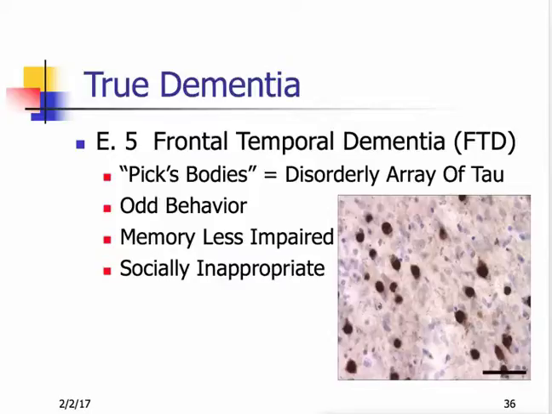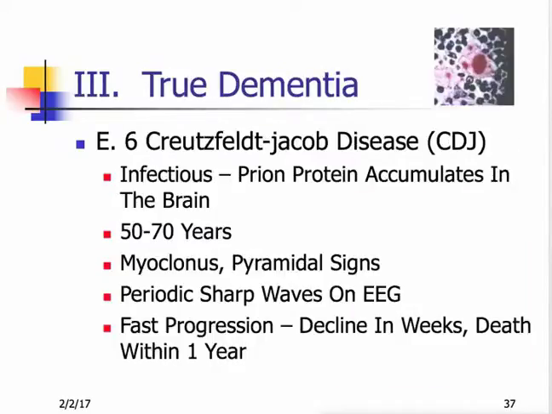Frontotemporal dementia, or Pick's disease: persons usually have more odd behavior. Memory is usually less impaired, but the person is typically socially inappropriate. Remember, the frontal lobe has a lot to do with how we present ourselves. It's the person being able to hold back, to edit themselves. Creutzfeldt-Jakob disease, that is an infectious disease.